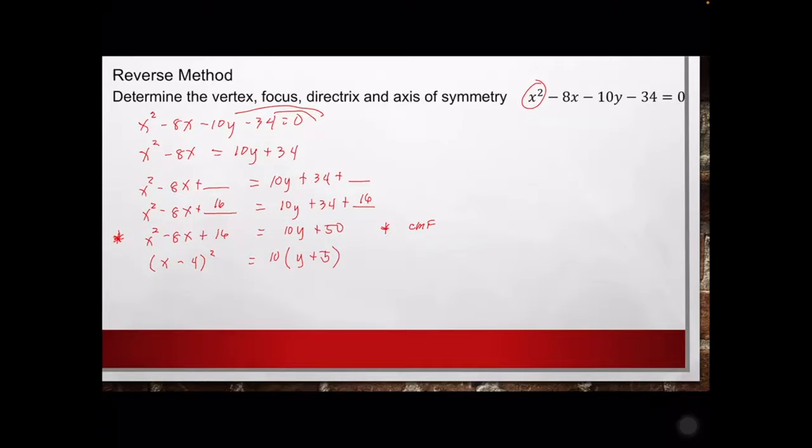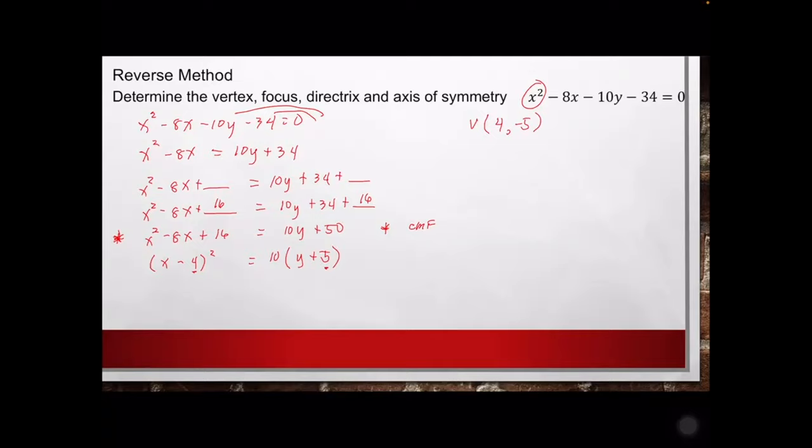Now, we can now have the vertex. The vertex is equal to 4 and negative 5. Saan siya galing? Ito, tsaka ito. That's the vertex, the value of your h, k. The next is we have to determine yung opening niya. Does it open upward, downward, left, or right?